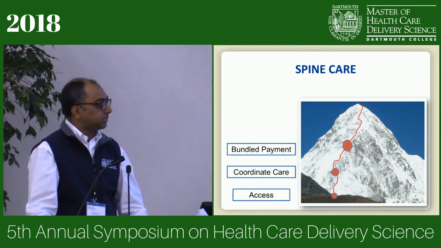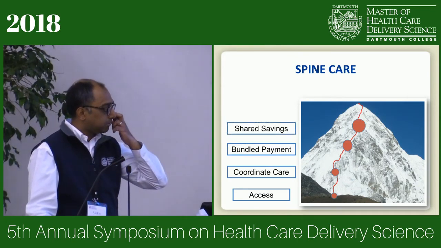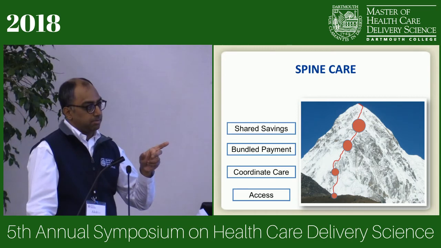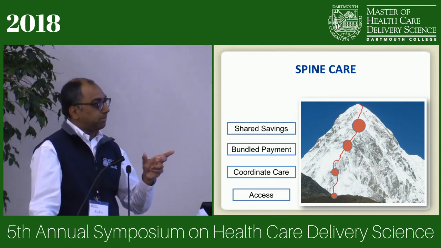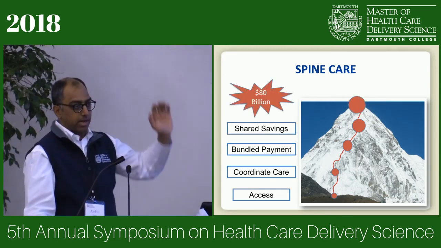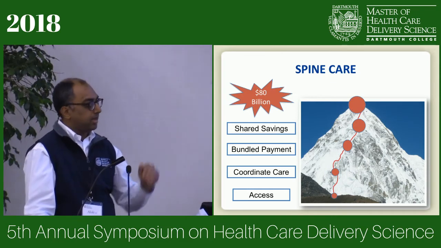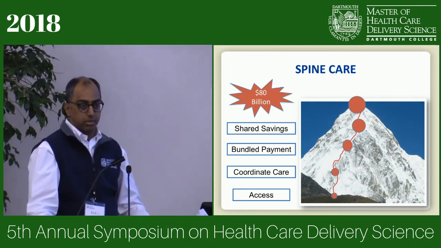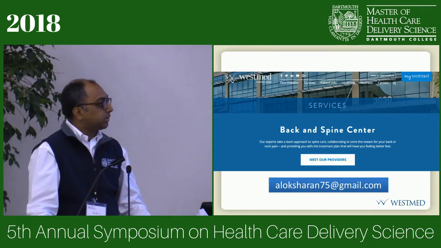And then we can start thinking about some of these new payment reforms like bundled payments and perhaps even some kind of spine shared savings program. I think to me, the way I see it is that if we're going to crack this $80 billion nut, we sort of have to walk the path this way. And I'm pretty confident that if we can follow these steps, we'll be able to get to that point. So with that, I wanted to thank you.